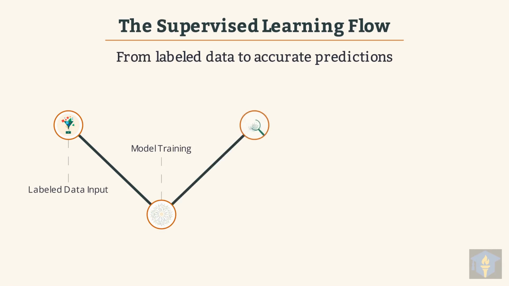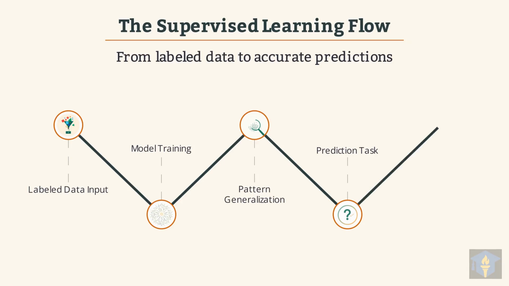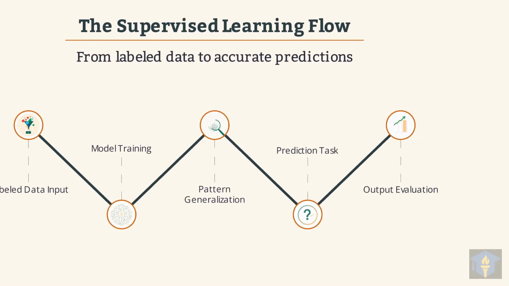The model then generalizes these learned patterns, making it capable of understanding new, unseen data. After training, the model is ready for its prediction task, applying what it learned to new inputs. Finally, the output evaluation step assesses the model's performance, checking the accuracy of its predictions.